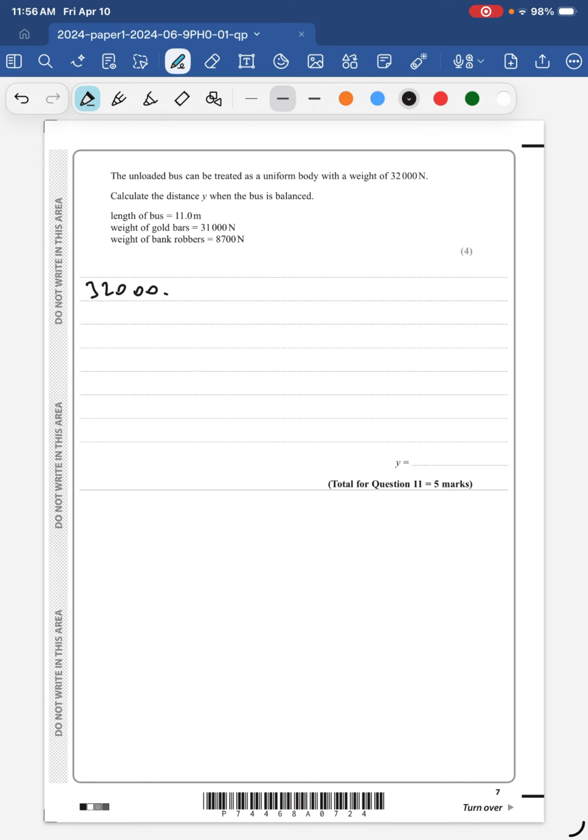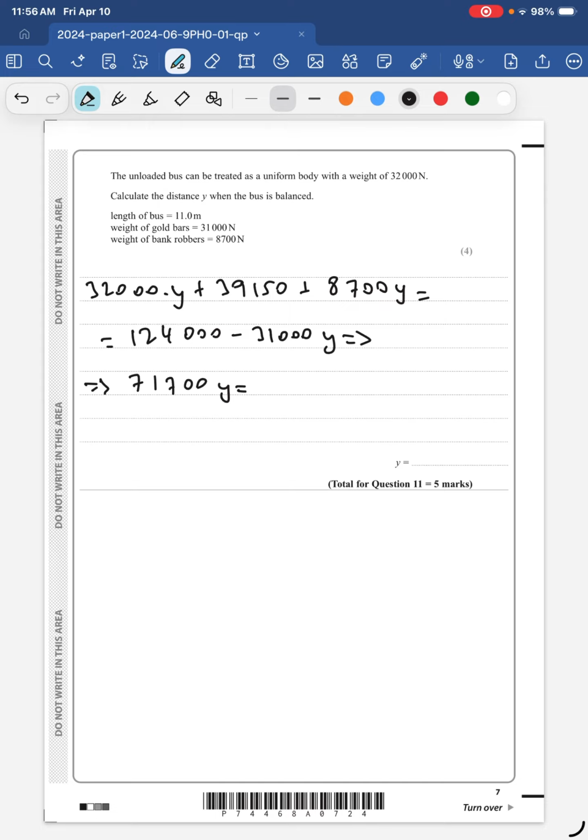So 32,000 times y plus 39,150 plus 8,700 y is equal, I hope I didn't copy down anything wrong, it's equal to 124,000 minus 31,000 y. Therefore, we have 71,700 y is equal to 84,850. Therefore, y is 1.18 meters, so about 1.2 meters.